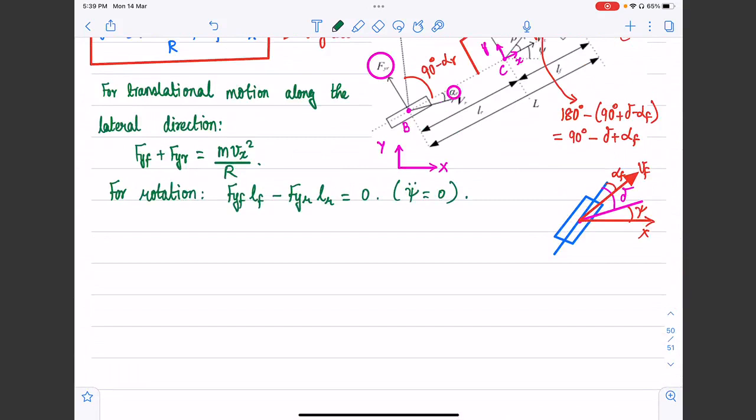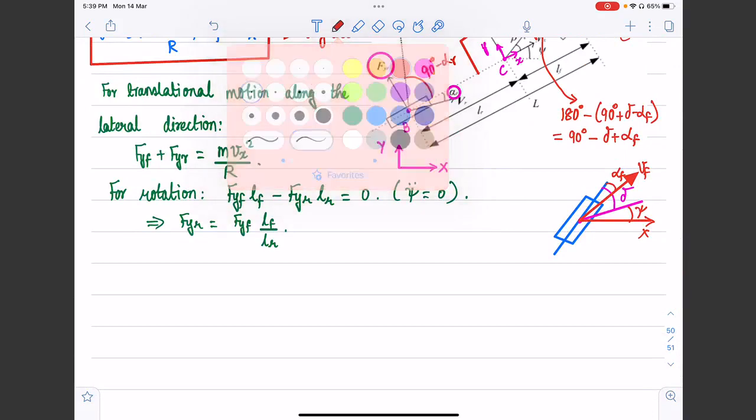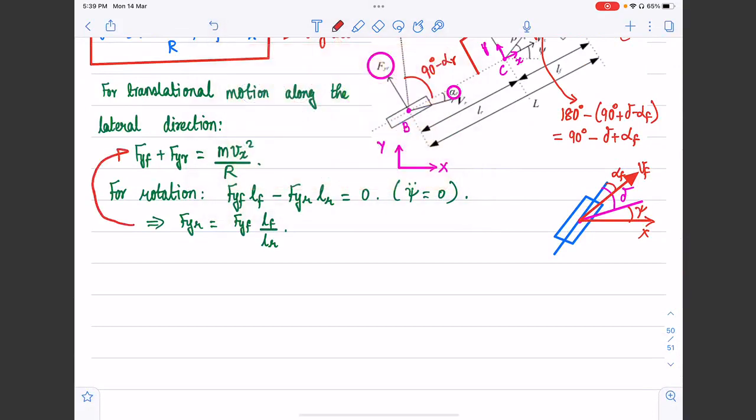Consequently, from this equation, we have Fyr equal to Fyf times Lf by Lr. Then we take this equation and substitute here. So I will have Fyf plus Fyf times Lf by Lr equal to m times Vx squared by r.